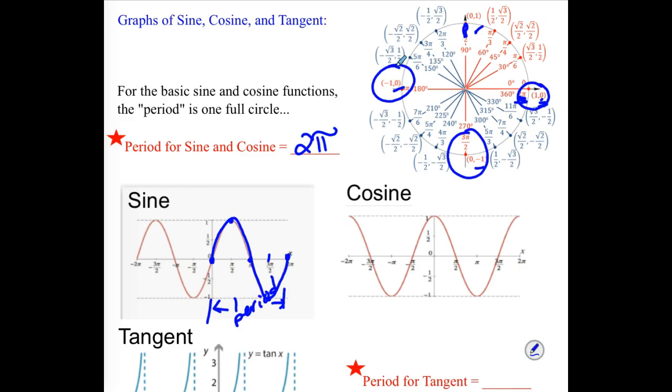Okay? With a cosine curve, we are using our x-coordinates. So we are starting at a 1, going to 0, to -1, to 0, and then back to 1. So I'm starting here at a height of 1, height of 0, height of -1, back to a height of 0, and up to a height of 1. This is considered one period, or one cycle. So again, from 0 up to 2 pi, this is one period for cosine.